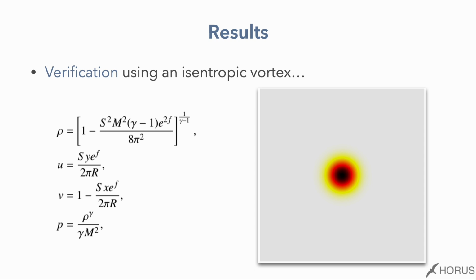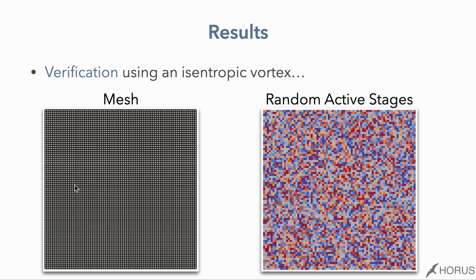The first thing I want to show is some verification. I said that these could be paired with each other using arbitrary combinations of the numbers of active stages. So here's an example of an isentropic vortex. It's got an exact analytical solution. And what we're going to do is take our mesh. So here's the computational mesh.